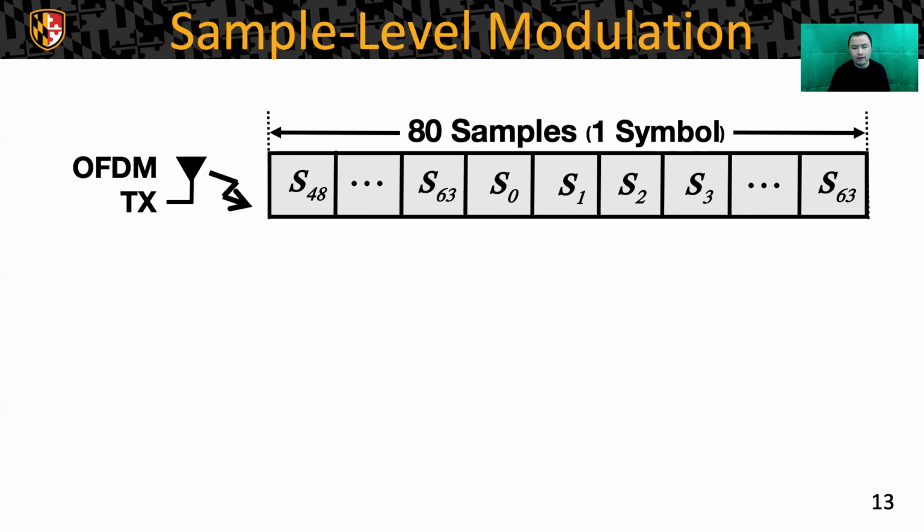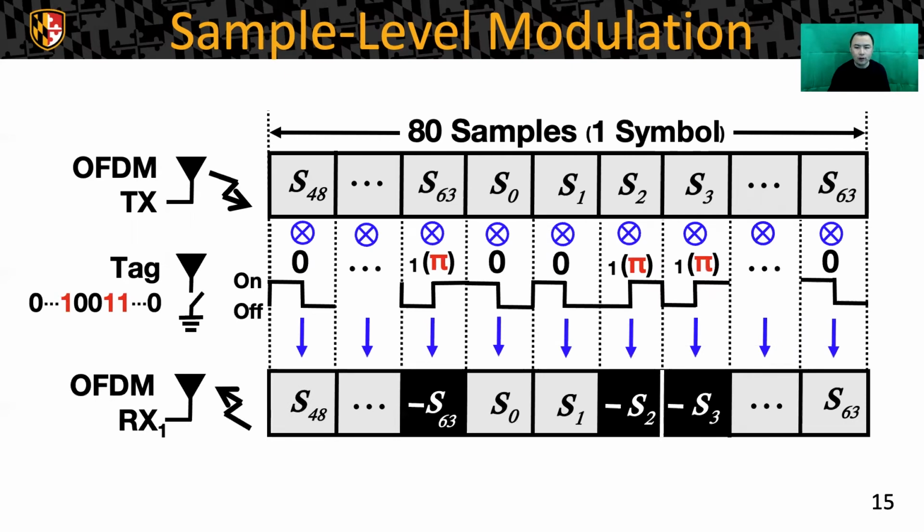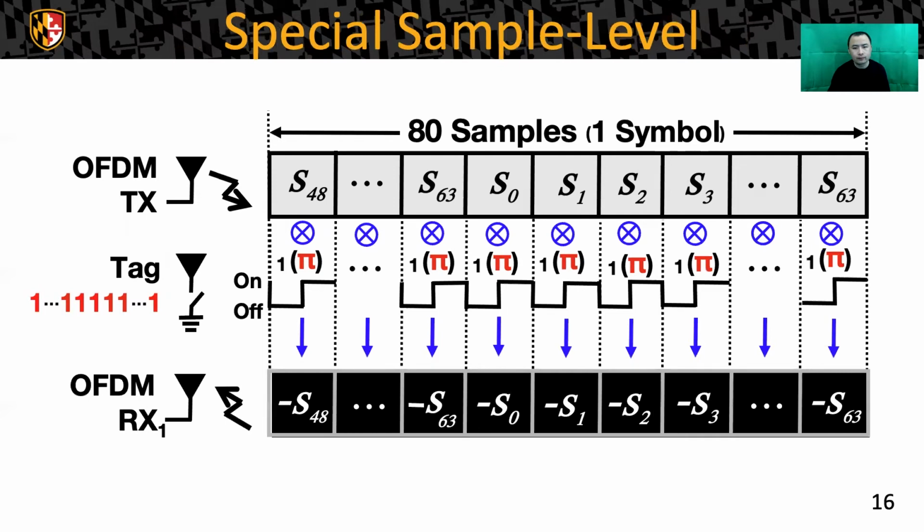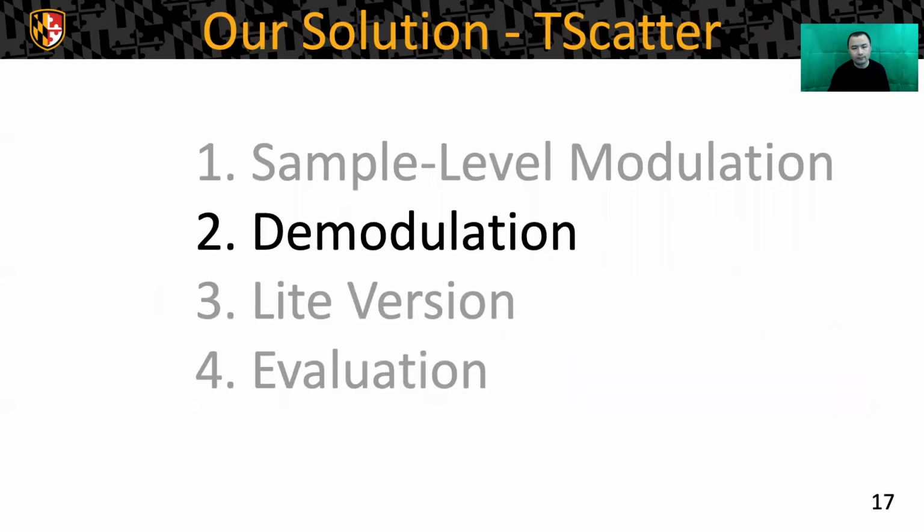For example, a Wi-Fi OFDM symbol includes 80 samples. When the backscatter uses square waves to modulate the phase of the symbol, it essentially uses square waves to modulate the phases of the samples. If we change the phase of each square wave according to tag data, we can embed the tag data into the OFDM samples. Here, let's recall symbol-level modulation. The phase of all square waves is the same, so the symbol-level modulation is a special case of sample-level modulation. Next, let's talk about the demodulation.